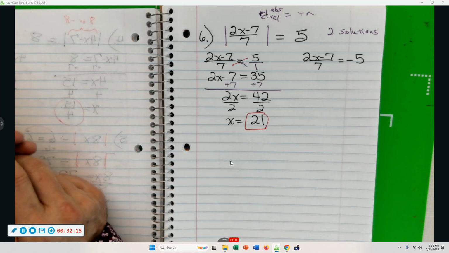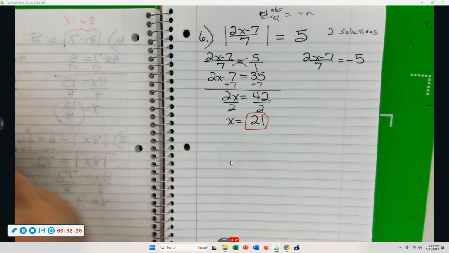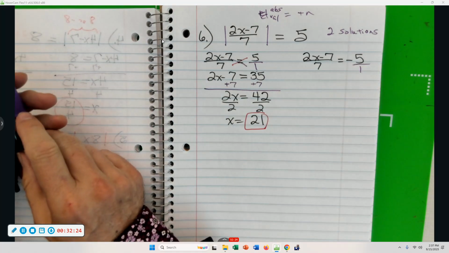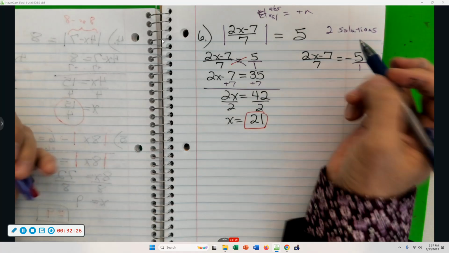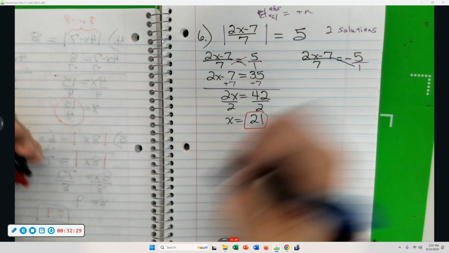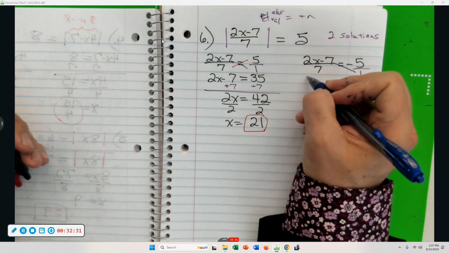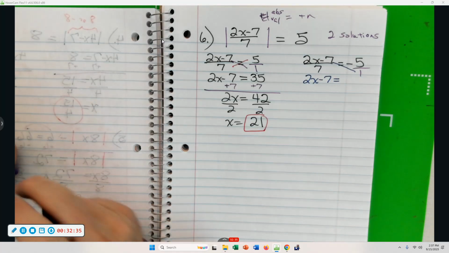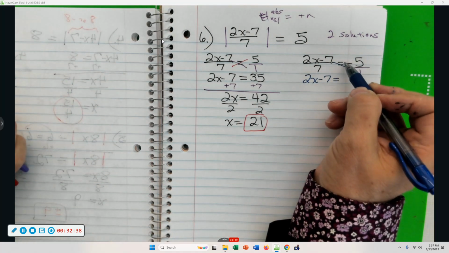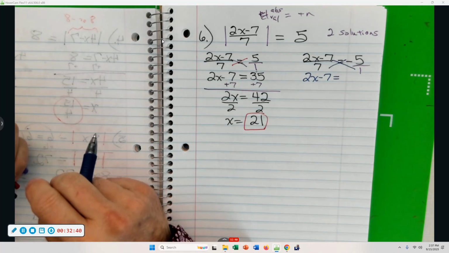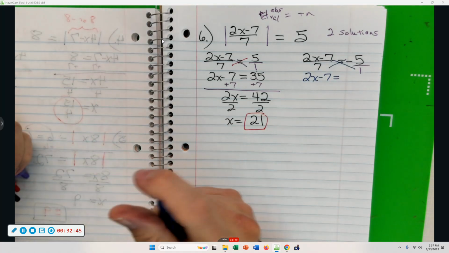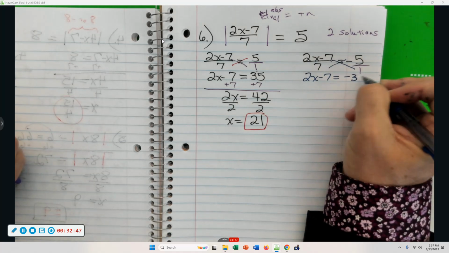I think I'll do the same thing for the negative possibility. We have that negative 5. Think of that as negative 5 over 1. You multiply 2x minus 7 times 1. That stays at 2x minus 7 equals, here we have a negative 5 times 7. What's that going to give me? Negative 35. Negative 35, I agree.